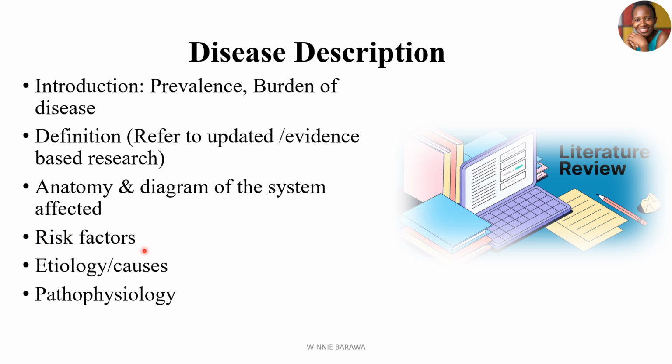Here we're talking about factors that precipitate this illness or factors that increase the chances of getting affected by the disease. Then we have the etiology, or what we also call the causes. So this looks at the causative agents or causative factors that can cause this disease. And the last part about disease description is coming up with the pathophysiology.